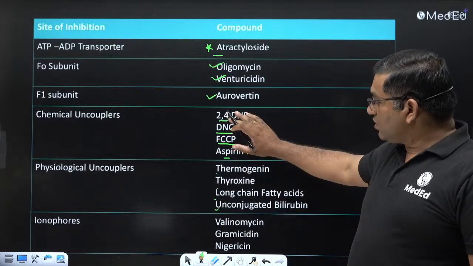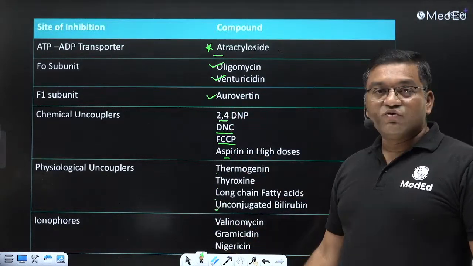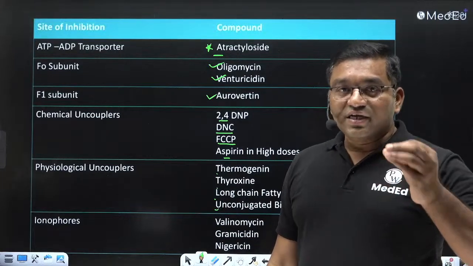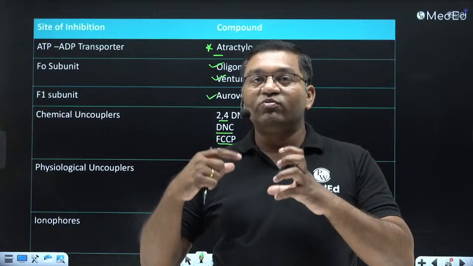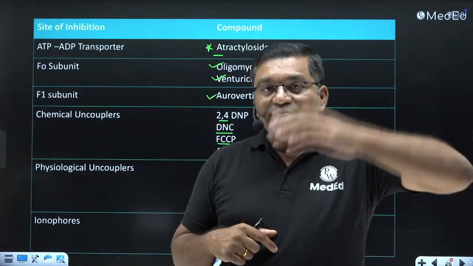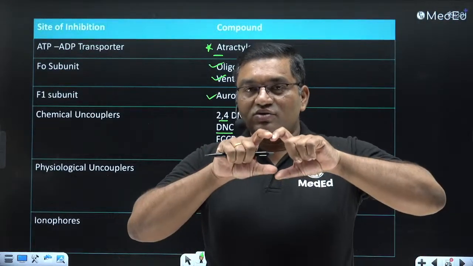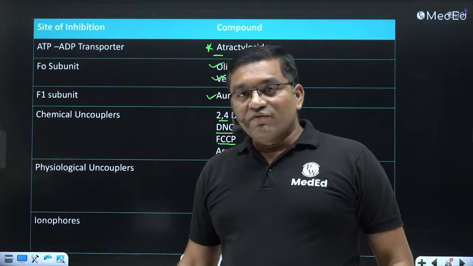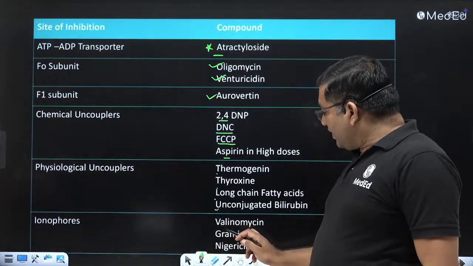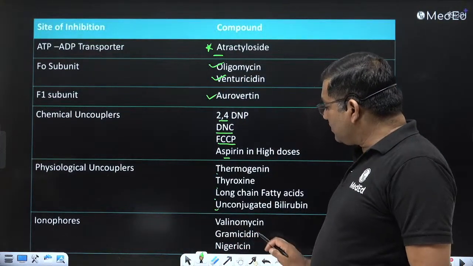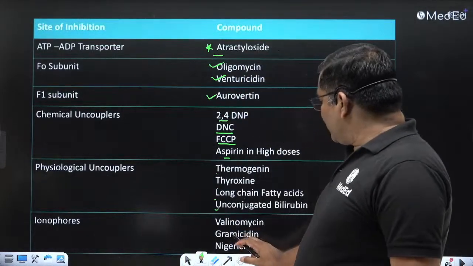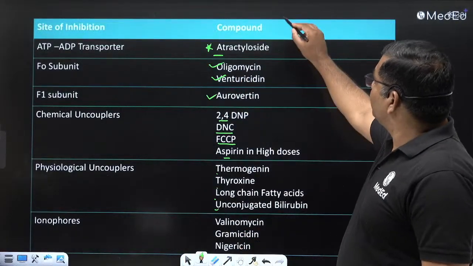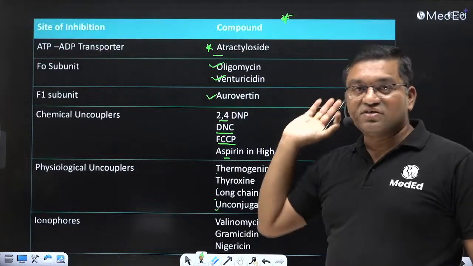These are chemical uncouplers. Potassium ionophores, generally ionophores, increase the movement of other ions. Potassium ionophores means increased movement of potassium ions. So it disrupts the barrier across the membrane, so the proton gradient does not develop. These are valinomycin, gramicidin, and nigericin, the ionophores, particularly potassium ionophores. This chart is very, very important for any entrance examination.